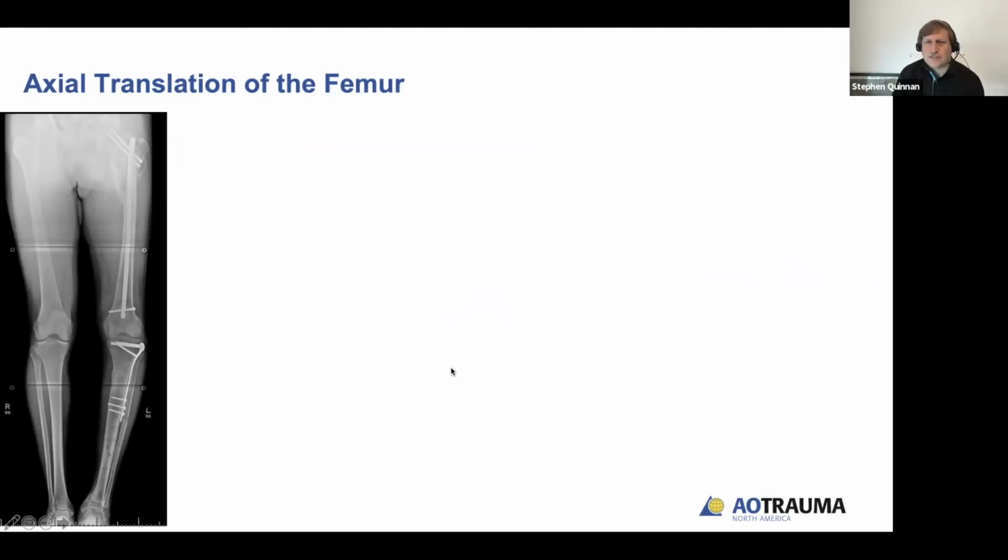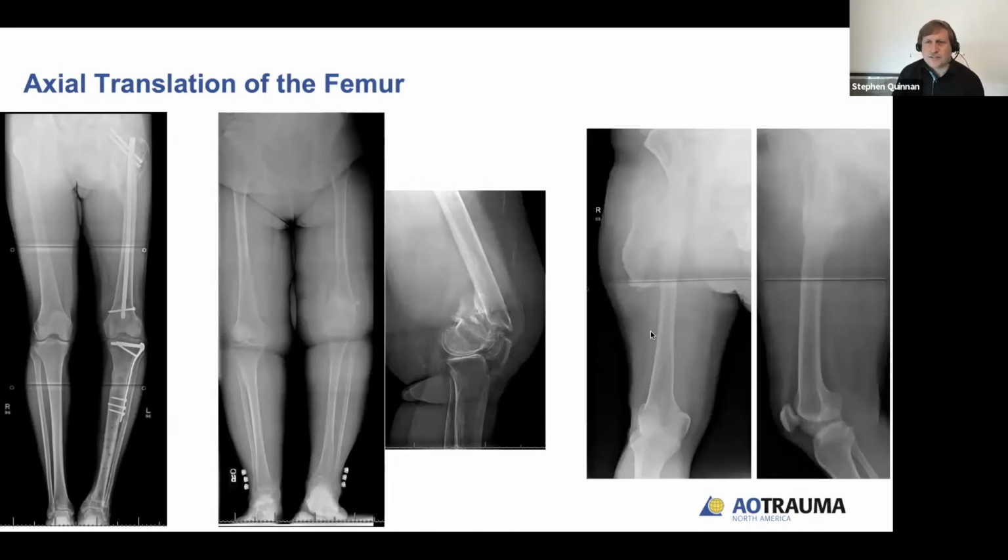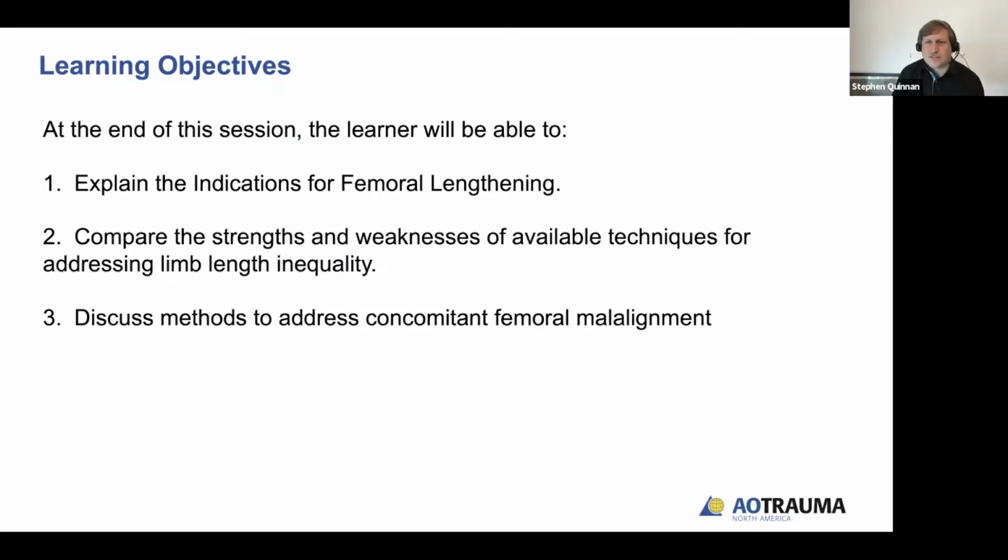So you'll see some examples here. We've got something that's mainly a length issue, a combination of length and malunion, and then finally one that's quite a bit more complicated. I'm not going to get back to all these in the talk today, but in our discussion next week and on Thursday, we probably can touch on these quite a bit. So our lessons are, what we really want to be able to do here at the end is explain the indications for lengthening and/or shortening, compare the strengths and weaknesses of available techniques for limb length inequality, and discuss the methods to address concomitant femoral malalignment.